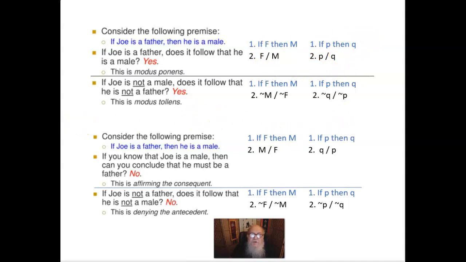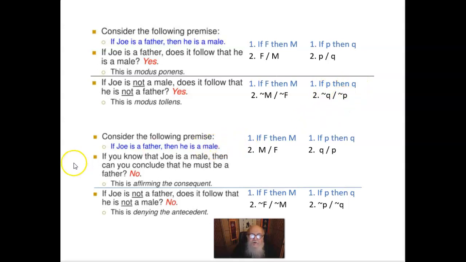Now, think about Joe not being a male, right? If Joe is not a male, does it follow that he's not a biological father? Yes, right? And this would be modus tollens, right? If F, then M. If biological father, then male. Not male, then not biological father. If P, then Q. Not Q, therefore not P.